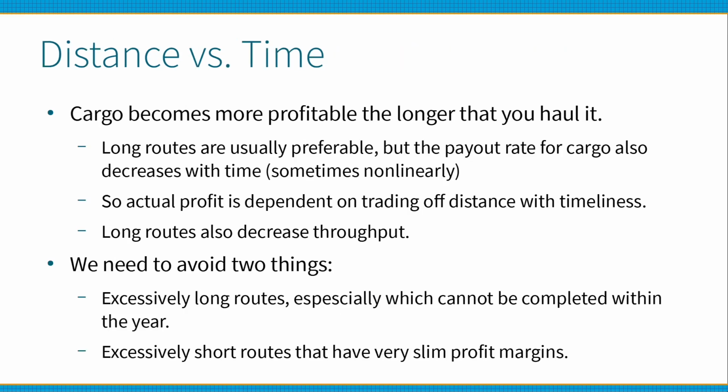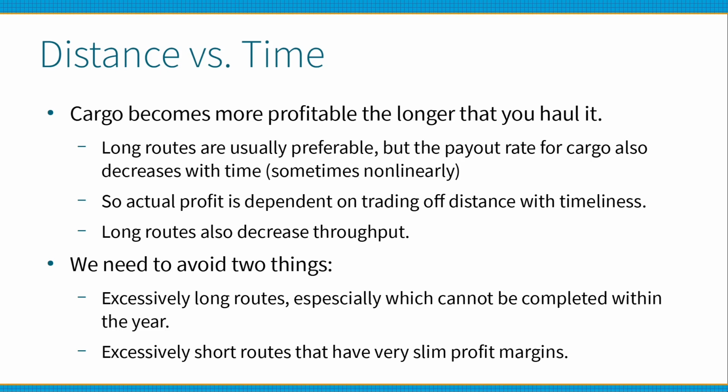And this means that if we take another thing into consideration, we might be able to do more with it. So, for instance, distance is actually a pretty big deal in OpenTTD. And you often find yourself trading off distance between stations to timeliness. Because the greater distance you take cargo, the more you get paid for it. But cargo loses its value after a while. The longer it's out there, the lower it goes. And it's a non-linear relationship. So long routes not only decrease throughput, but they might also decrease profit.